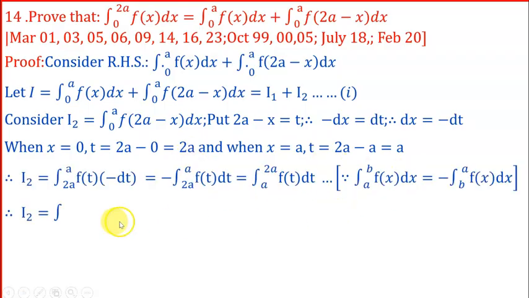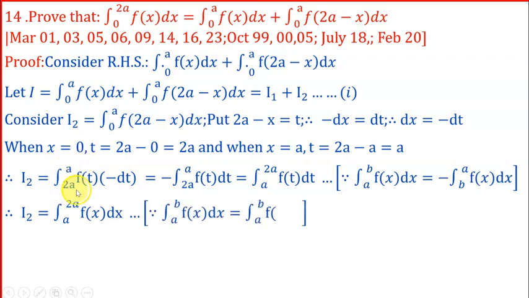Okay, see this here, the integral I2. The lower limit is 2a, the upper limit is a, f of (minus t) dt. Take the minus sign outside the integral sign, that is minus integral 2a to a f of t dt. Now we'll absorb this negative sign by changing the limits, that is lower limit to upper and upper to lower. Therefore, our integral becomes integral a to 2a f of t dt.